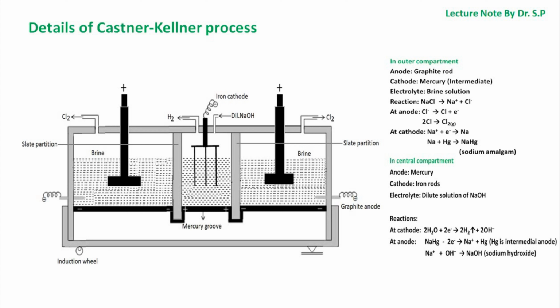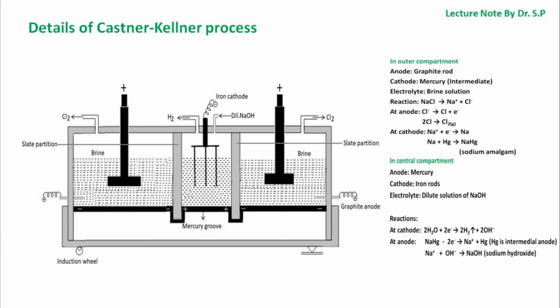The similar type of cell is shown on the right and left of the diagram, that uses an electrolyte of sodium chloride solution known as brine solution, and graphite anode, and mercury cathode. The 2 outer compartments act as the same type of cells, and the other type of cell is shown in the center of the diagram, which uses an electrolyte of sodium hydroxide solution, and mercury anode, and iron cathode. The mercury electrode is common between the 2 types of cells.